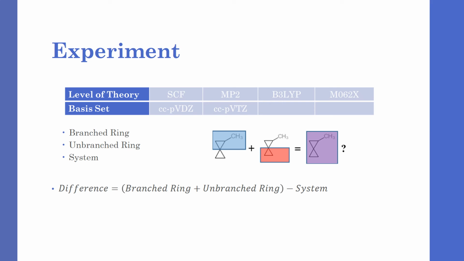Therefore, each system's branched ring, unbranched ring, and system as a whole has 8 calculations. What we then do is add the conventional strain energy of the branched ring to the unbranched ring and subtract the conventional strain energy of the system to see how different they are.